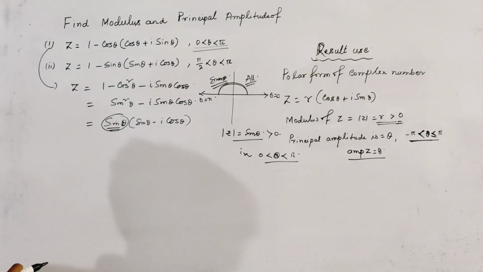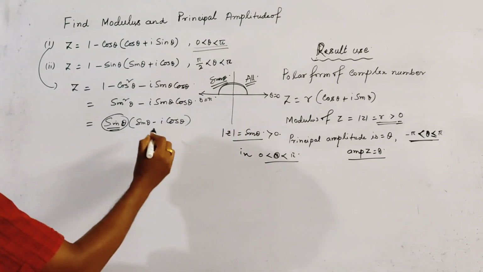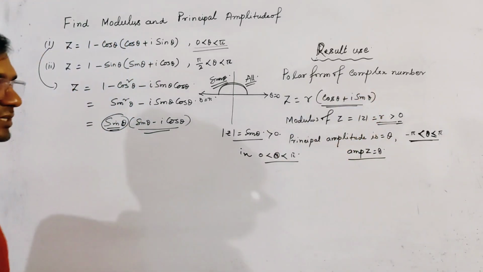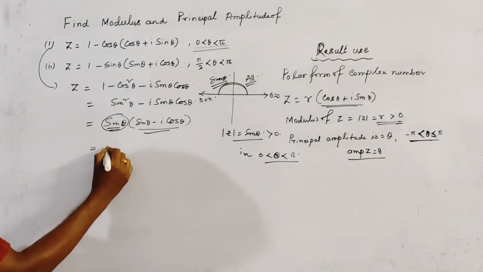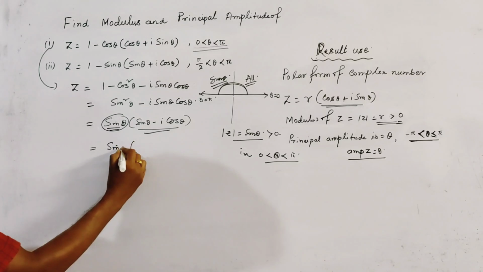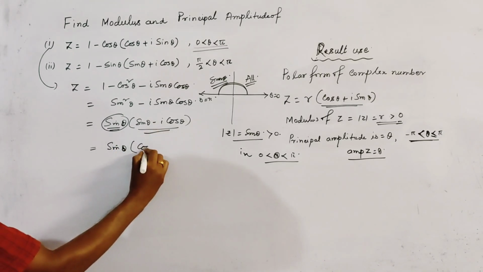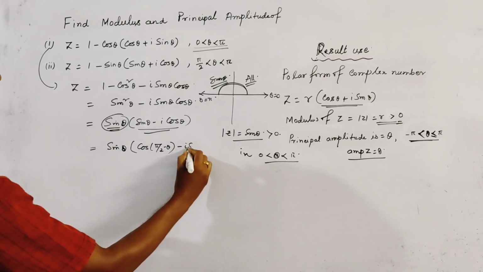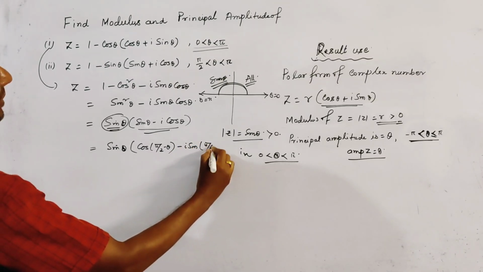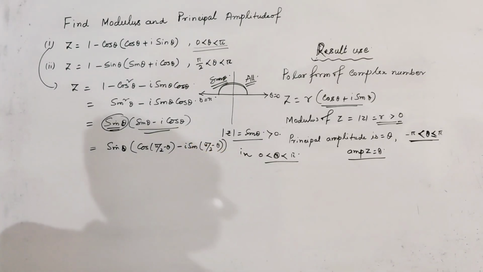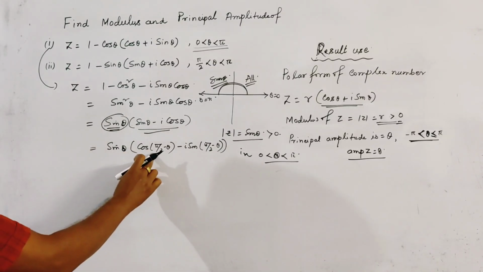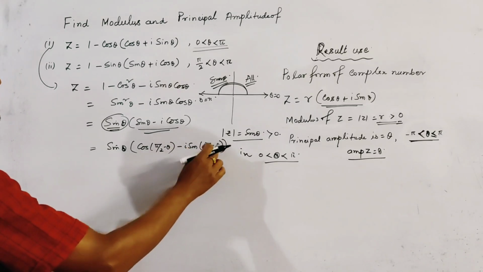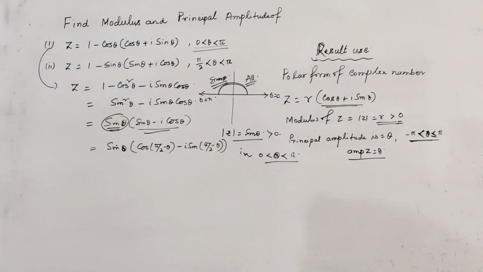Now to determine the principal value of amplitude, we write this term in the form of cos theta plus i sin theta, and it is done as sin theta into (cos of (pi by 2 minus theta) minus i sin of (pi by 2 minus theta)). Okay, because cos of (pi by 2 minus theta) is sin theta, and sin of (pi by 2 minus theta) is cos theta.